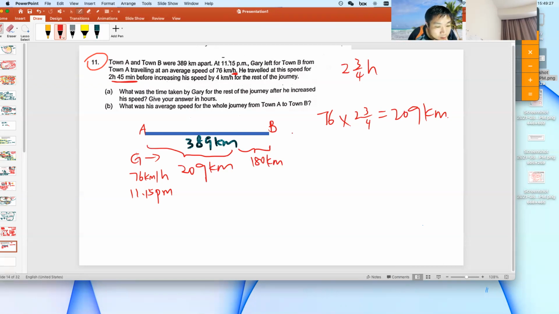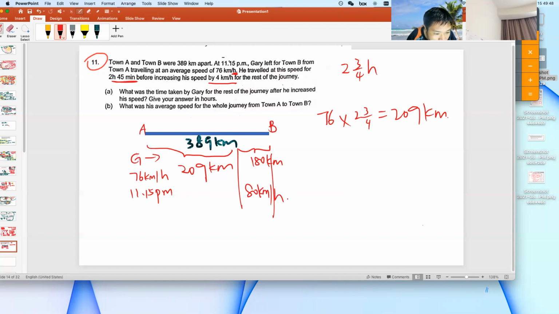Then increasing his speed by 4 kilometers for the rest. So it's increased by not 2, so it's by this plus. So for this journey it is 80 kilometers per hour.